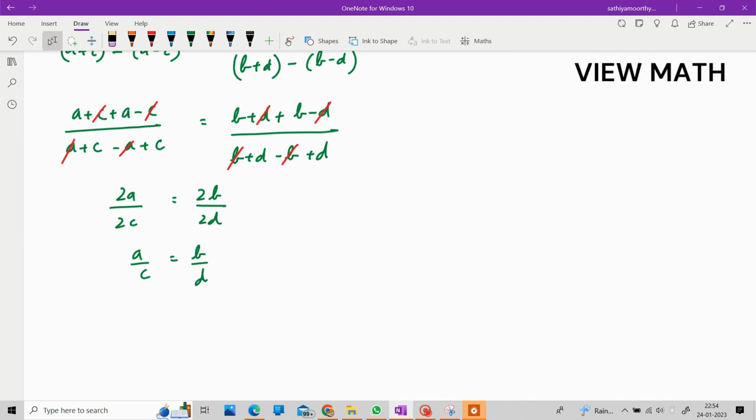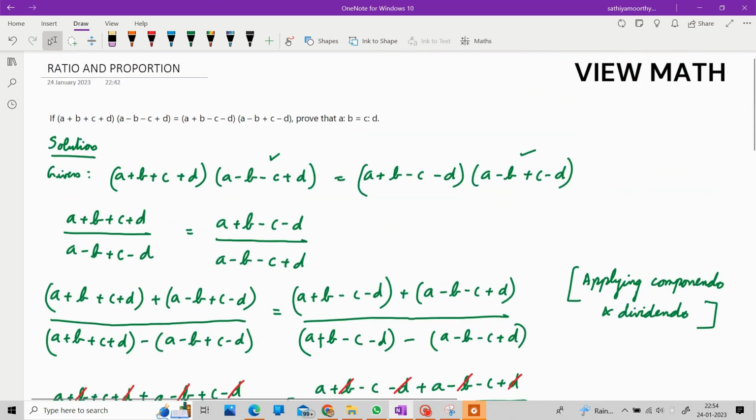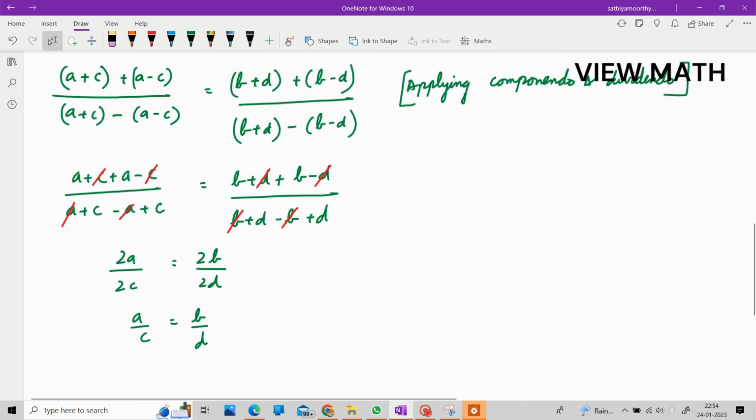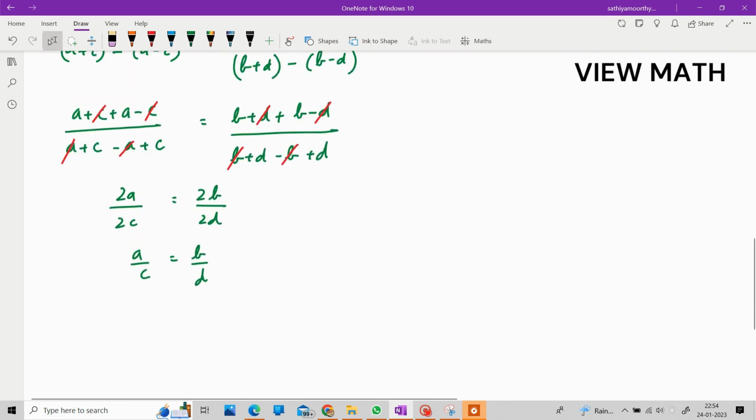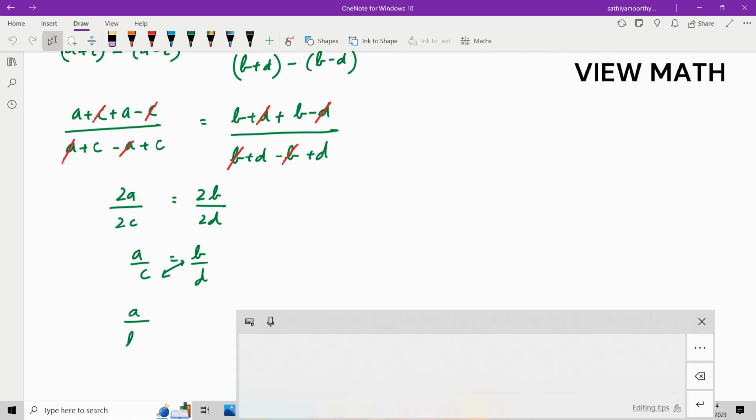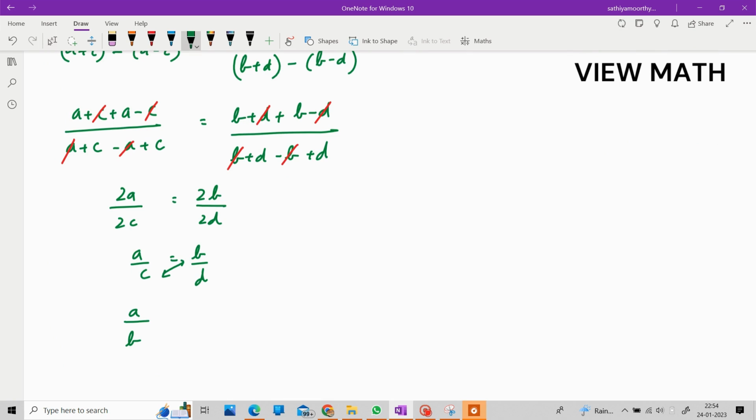Now what they're asking us to prove is a is to b is equal to c is to d. So now I'm going to apply the alternando property. I'm going to change this so that I'll be able to prove what is asked. So I'm getting a by b is equal to c by d. Applying alternando property.